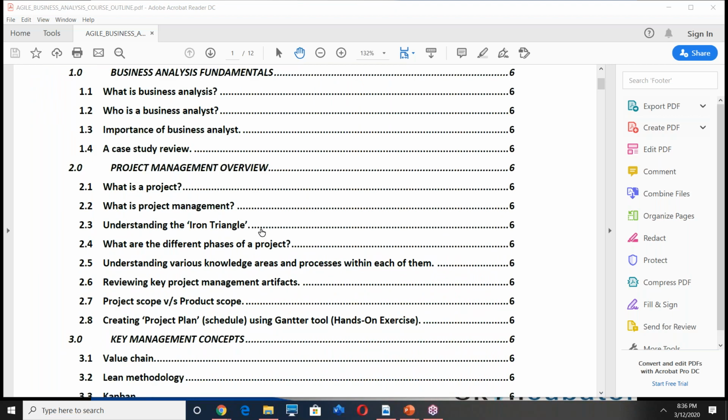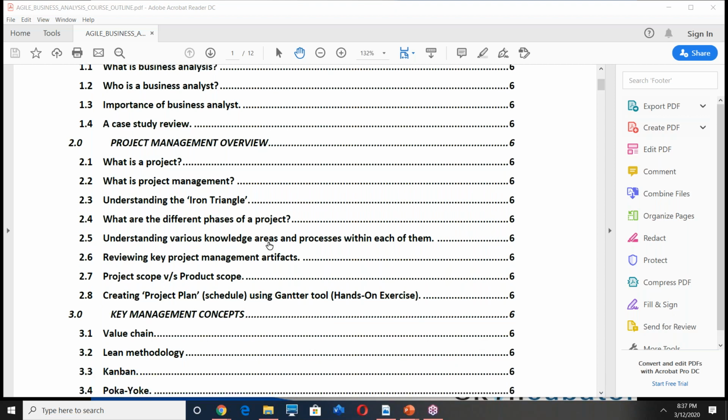Then a business analyst is mainly going to work in a projectized environment, as part of the project team. So it's important to know what exactly a project is, what the project management discipline is, some of the key processes and phases of a project. We'll understand the iron triangle, which means how scope, cost and schedule are all tied together. And business analysis is a function which can impact this iron triangle in a negative way. So we have to be very careful in how we define the scope of a project and product so that our cost and schedule is maintained throughout the project.